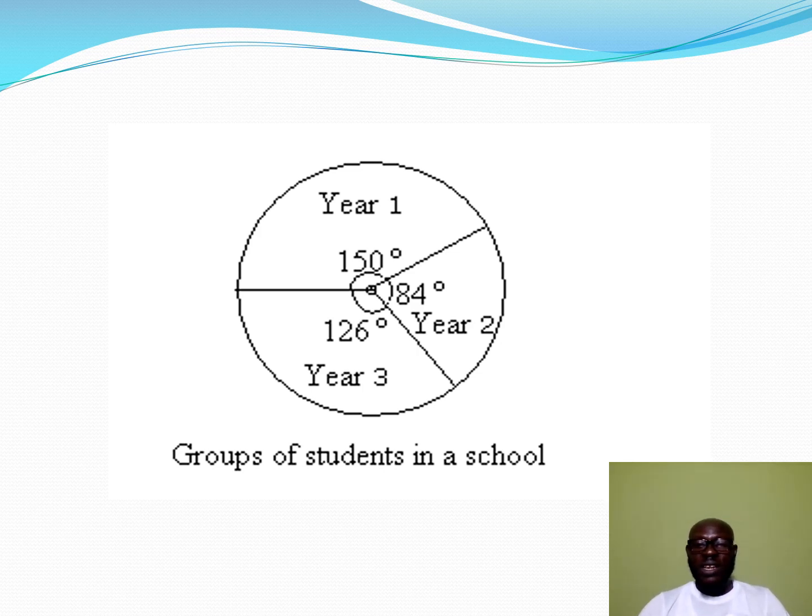Don't forget that this diagram is drawn by using the compass to draw the circle, and the protractor. Is that okay? By using the protractor to come out with the sectors of the circle, that is the angles. The angles, I repeat again, are drawn using a protractor, and the circle is drawn using a compass. Do you understand it? Alright, so groups of students in a school and the angle of sector that they represent.